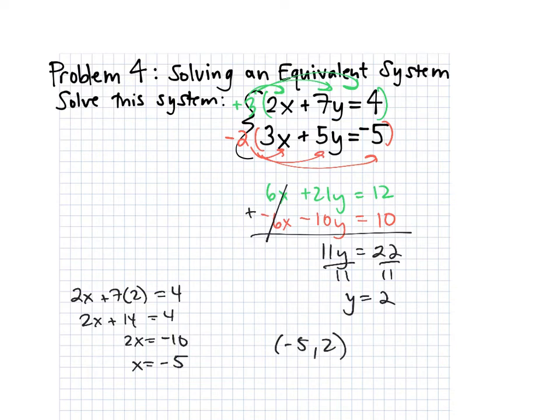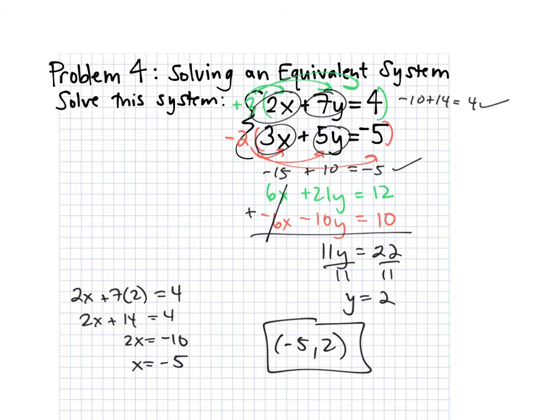And we don't want to circle it until we've checked. So this becomes a -10 plus 14. That equals 4. That works. And then this becomes a -15 plus 10, which equals -5. And that works too. So then since we've checked it, let's circle it. And that is our answer.